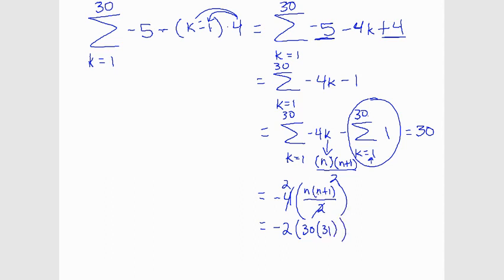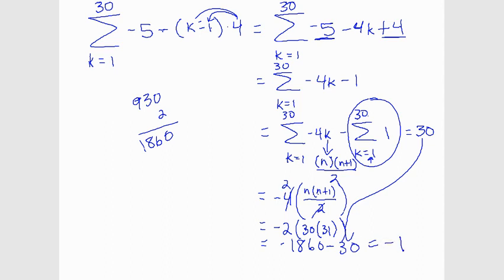Okay. We get 30 times 30 would be 900 plus an additional 30 would be 930. So negative 2 times 930 would be, 930 times 2 is 1,860. But again, that would be negative 1,860. And we bring this down minus 30, and we get our negative 1,890.